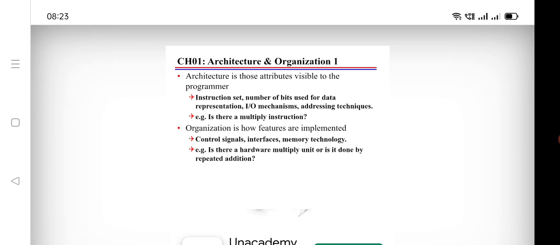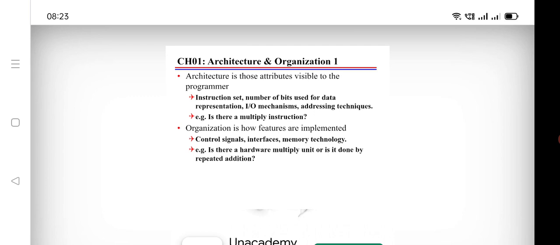So, let us come to a definition of architecture. Architecture is those attributes visible to the programmer. As a programmer, you are able to see the attributes of the architecture of your computer. For example, the instruction set, the number of bits used for data representation, I/O input and output mechanisms, and addressing techniques. These are a few of the attributes which are visible to the programmer.